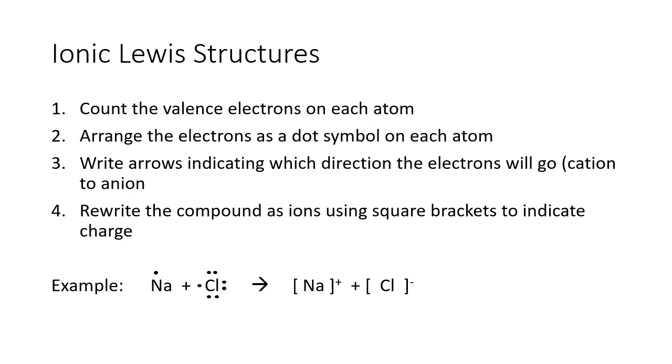All right, and then we know that we're going to take the electron from the sodium and give it to the chlorine, because chlorine is much more electronegative than sodium is. We do that, and then we rewrite things. So I've got sodium in square brackets with a plus sign on the top right. I've got chlorine with square brackets with a negative sign on the top right. And then I'm going to add those electrons in. And that is the Lewis structure for sodium chloride.